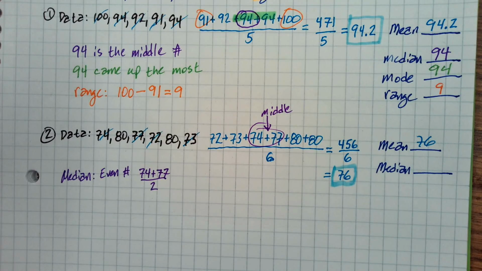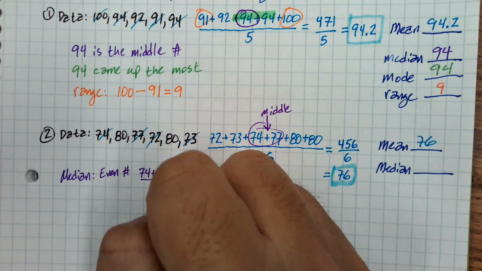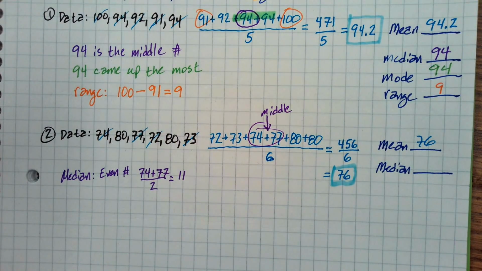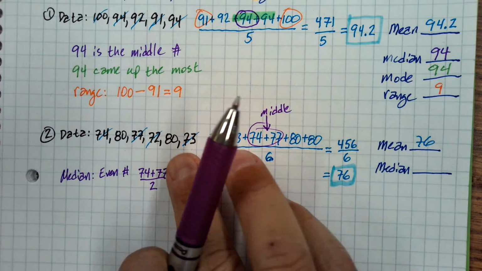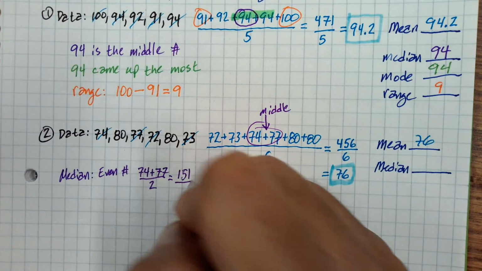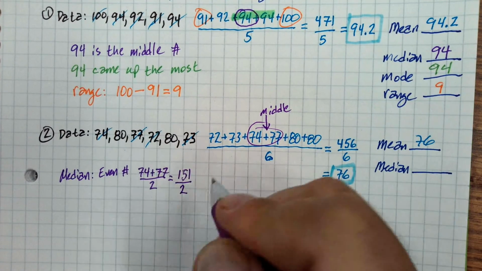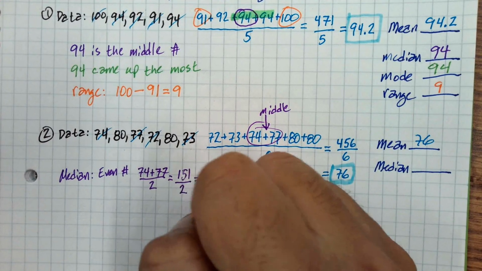We're going to find the average of the two middle numbers. Okay? So if I add 74 and 77, that's 151. And we'll divide that by 2. And that turns out to be 75.5.